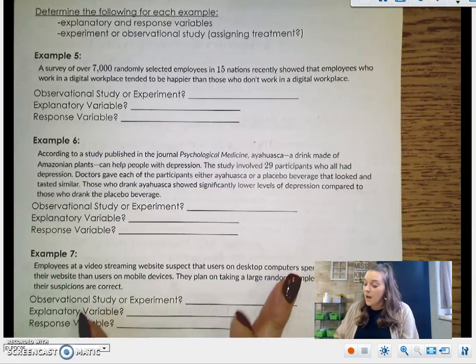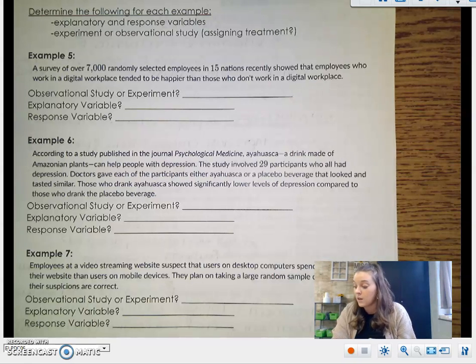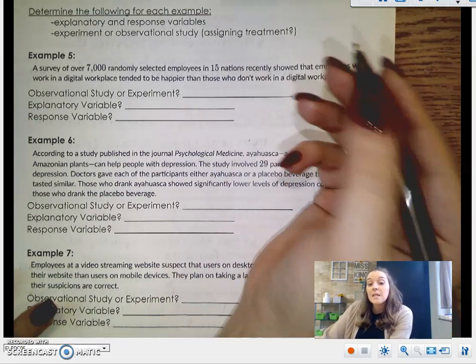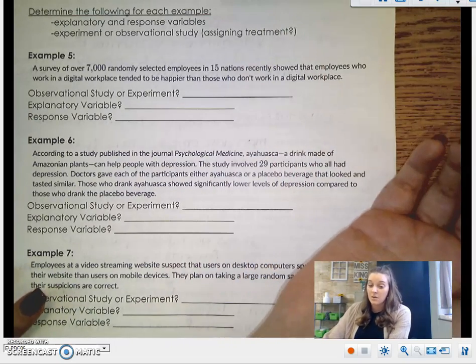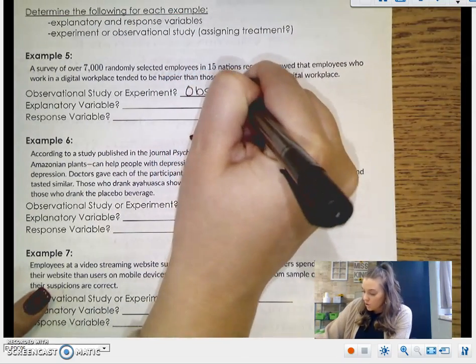So example number 5 says, a survey of over 7,000 randomly selected employees in 15 nations recently showed that employees who work in a digital workplace tended to be happier than those who don't work in a digital workplace. So observational study or experiment? Whenever you have a survey, that means they're just asking questions. They're not putting people somewhere, anything like that. So this is going to be observational because they did not manipulate or change anything about the situation. They just asked questions. So observational.